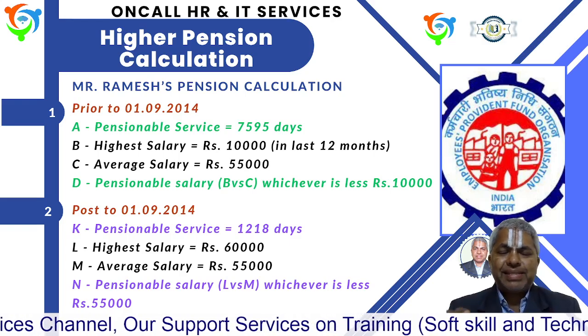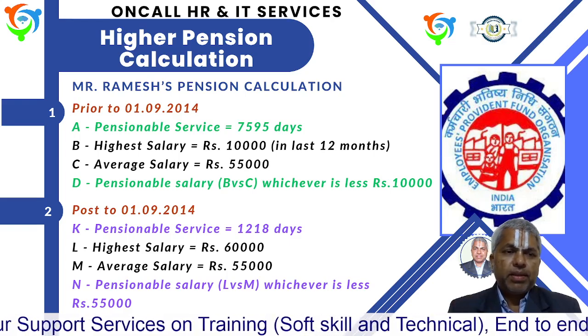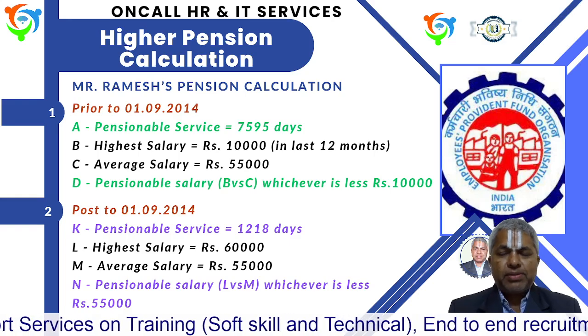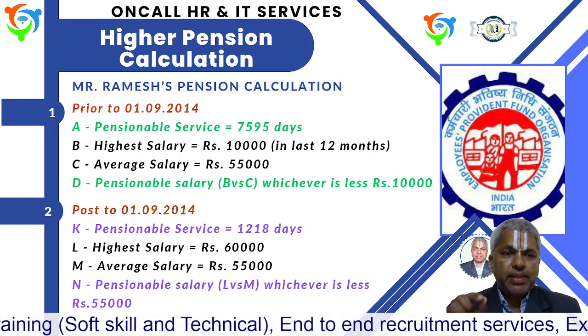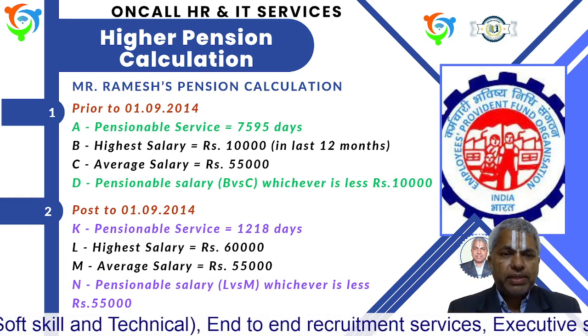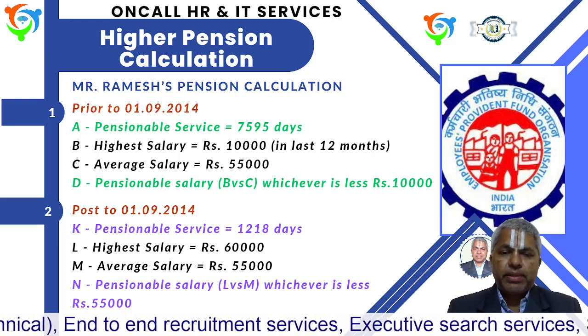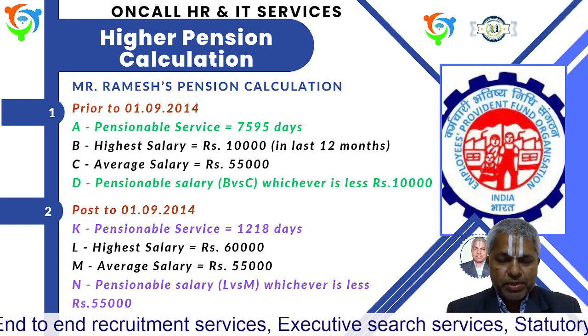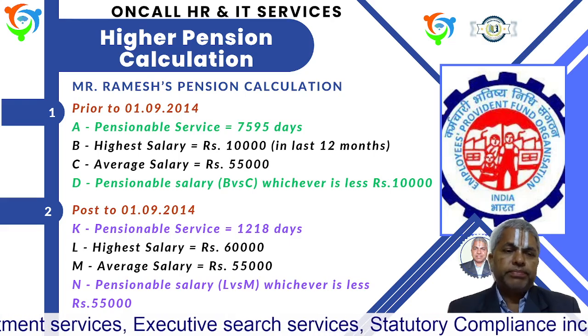B is the highest salary. It is given in the example itself, 10,000 rupees. Average salary, that also given in the example, 55,000. Compare B and C, that is highest salary and average salary. Whichever is less, out of 10,000 and 55,000, 10,000 is less. Take 10,000 as a pensionable salary for the period prior to 1/9/2014.